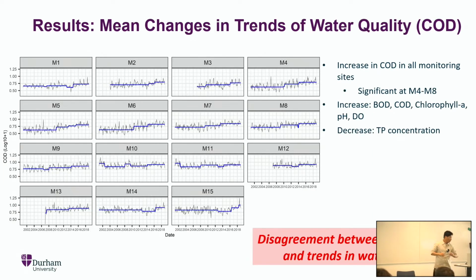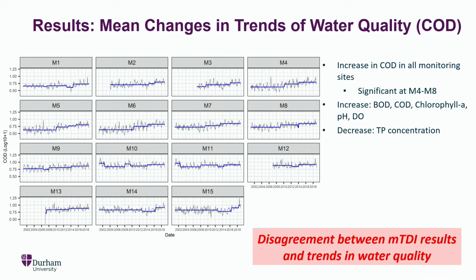However, I used the mean change analysis to track how water quality actually changed in the Nakdong River. This is just one example, the COD. The COD level in the Nakdong River has not improved; it is actually getting worse. As you can see, the mean change usually falls around the completion of the barrage.